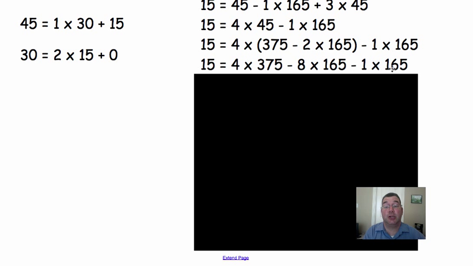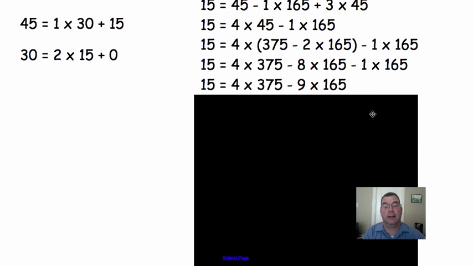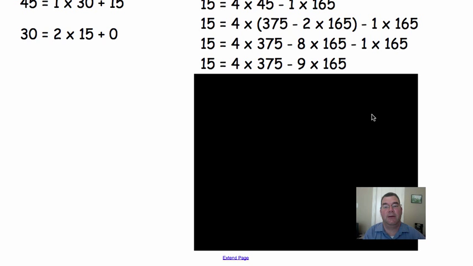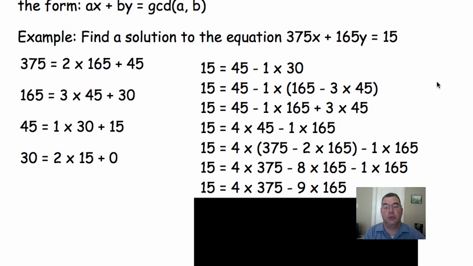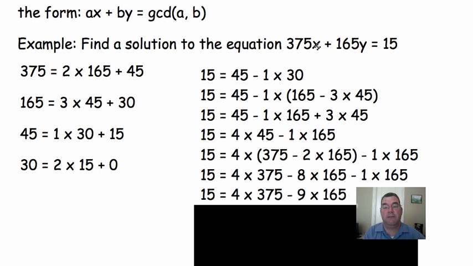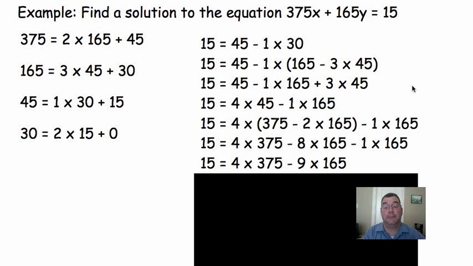Well, again, I've got terms that I can collect. I've got negative 8 times 165 and negative 1 times 165. And if I collect those, I get negative 9 times 165. So I was looking for a solution to the equation 375 times some integer plus 165 times another integer equals 15. Well, it looks like that's what I've got.